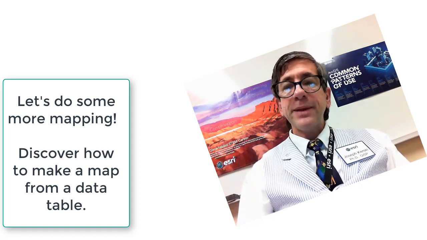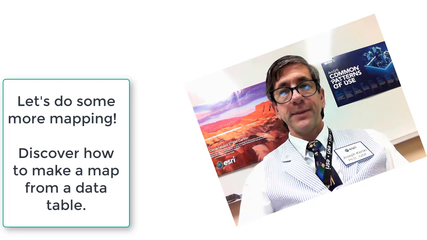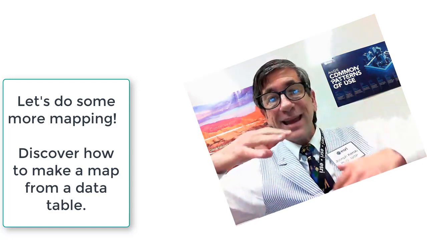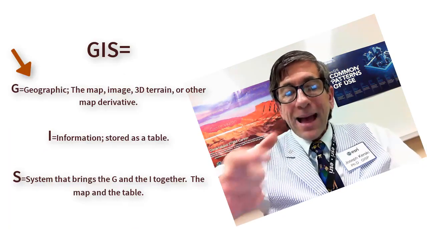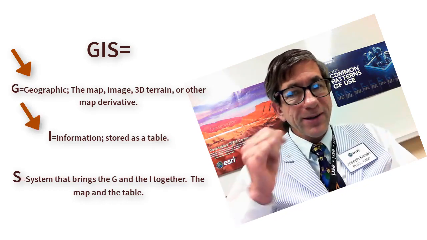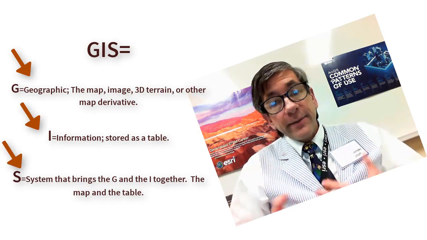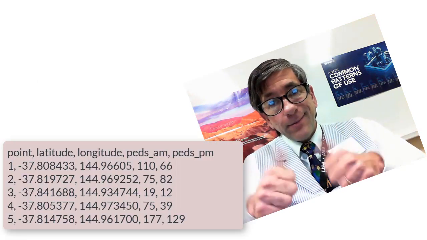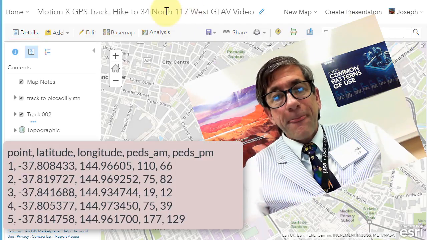Here, let's map a table of data. Now, as you know, GIS, Geographic Information Systems, contains the G part. It's the map. It also contains an I part. It's the table behind the map. And that means if you have a table of data, you can map it. Let's find out how to do that.